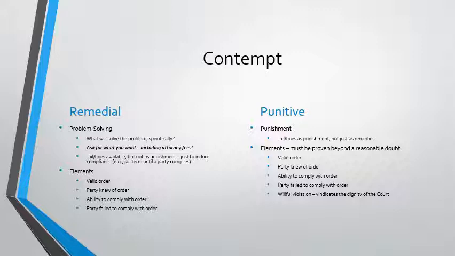So the elements must be proven beyond a reasonable doubt. The party who's accused of contempt is entitled to an attorney. And those elements are the same as the elements in remedial contempt, as you can see on this slide, but there's an extra element, which is that the violation was willful. It was on purpose. And that's really what punitive contempt is about. It's about vindicating the dignity and authority of the court to somebody who's refusing to comply on purpose.